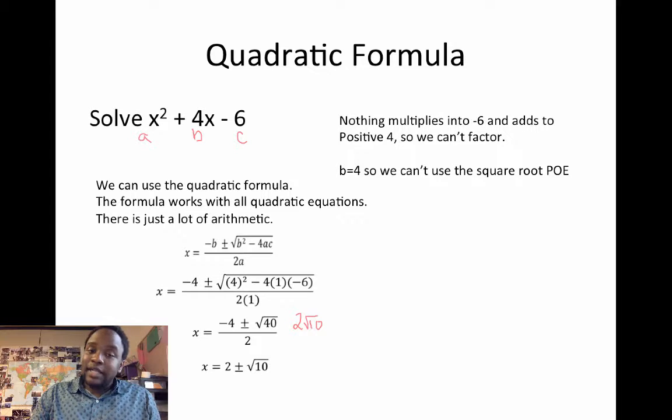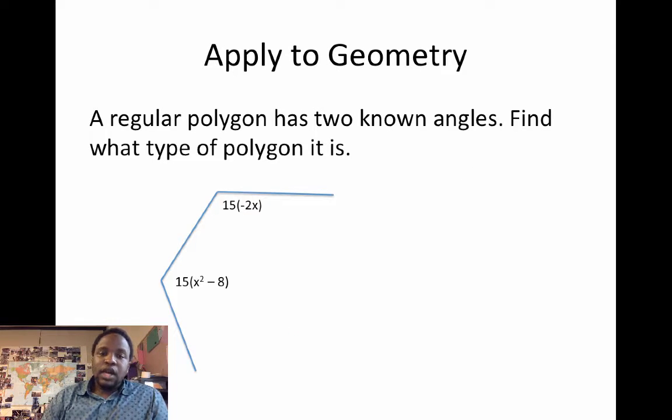So now let's apply this to geometry. A regular polygon has 2 known angles. Find what type of polygon it is. All right, so we know that this is a regular polygon, and regular polygons are equilateral and equiangular. So therefore, we know that these 2 angles are congruent. We may not know what the measures of these angles are, but we know that they are congruent.